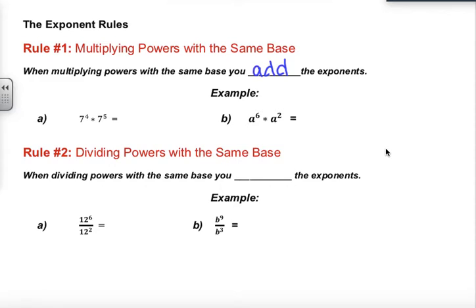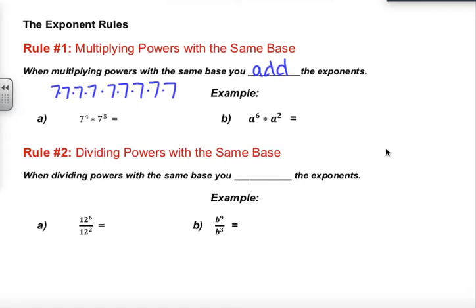Let me show you how that works and why that comes about. So if I gave you this problem here, 7 to the 4th power times 7 to the 5th power. They have the same base. The bases are both 7s. 7 to the 4th power is really 7 times 7 times 7 times 7, right? Times 7 to the 5th power is really 7 times 7 times 7 times 7 times 7. Altogether, how many 7s are there?